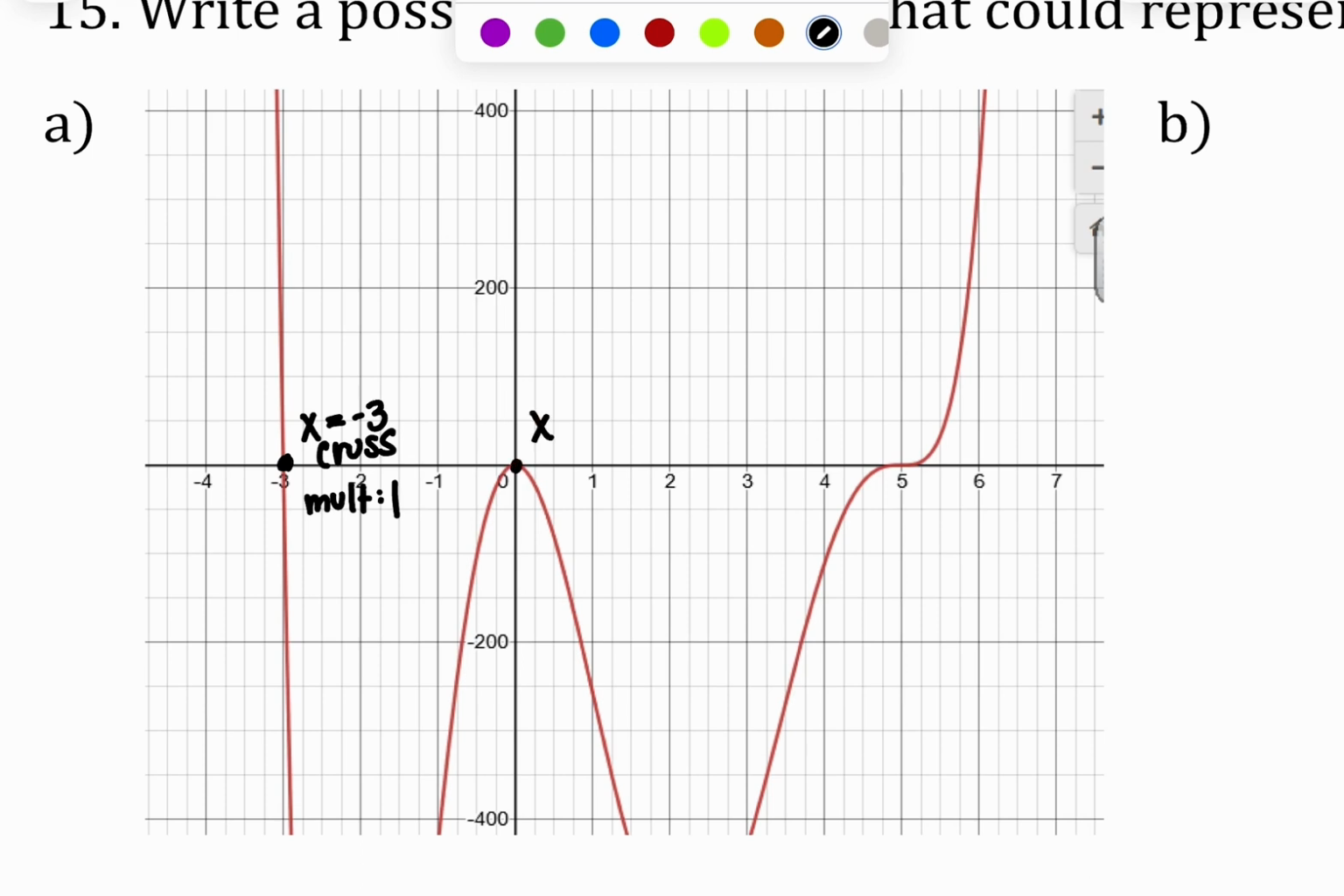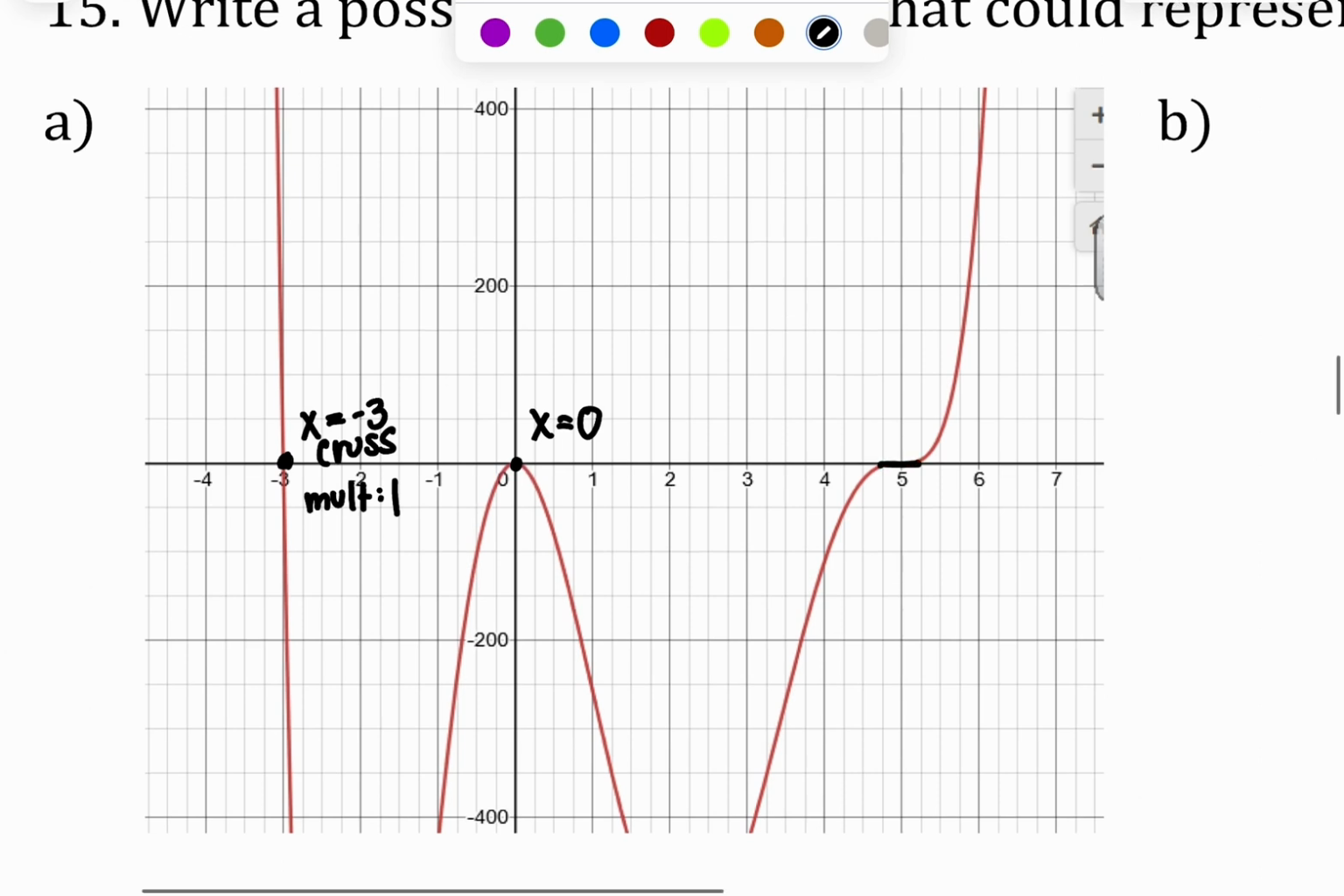At x equals 0, this is going downwards. It bounces, and it's not bouncing with a flatness, it's just bouncing. So this has a multiplicity of 2. And at x equals 5, this is crossing with a saddle, which means that it's going a little bit flatter. So this, I'm going to say, has a multiplicity of 3.